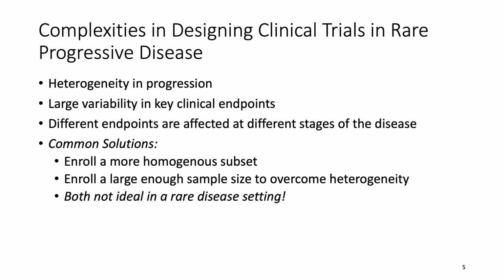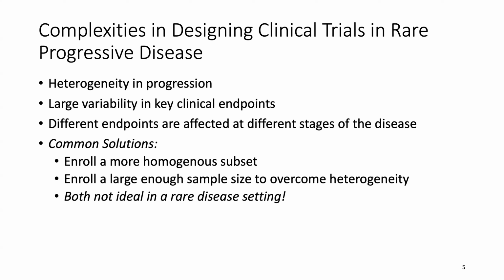progression. So common solutions to this is that we can enroll a more homogeneous subset. And this is what I started to talk about with Alzheimer's and what we were doing. We were taking this very narrow range of fast progressors and enrolling those ones in the clinical trials so that we can power our study.